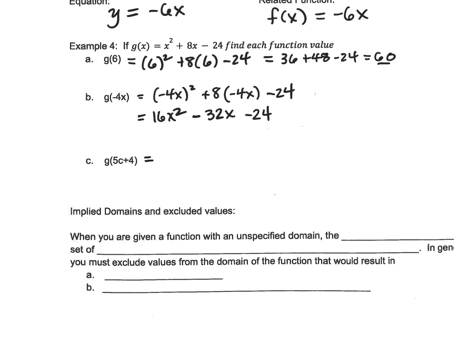Now g of 5c plus 4. Now this becomes fun. Distribution. 5c plus 4 squared plus 8 times 5c plus 4 minus 24. Do y'all know how to do this fast in your head? This 5c plus 4 squared? You're going to square the first term. If we square the first term, what do we get? 25c squared. And then you're going to multiply those together and double them. What do you get? Multiply them together, you get 20c. Double that, you get what?